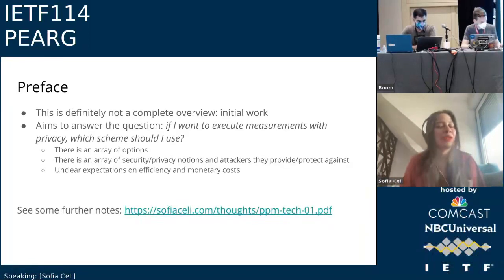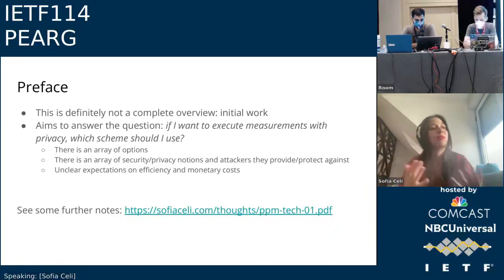As a preface, a little bit of a disclosure. This is not a complete overview, but rather an initial note around the different techniques that one can use to attain privacy-preserving measurement. It aims to answer the question: if I want to execute measurements with privacy, which scheme should I use? While this likely seems like a simple question, in reality it's a very complex one, because there's a big array of different techniques and schemes. So it's difficult for a user or system administrator to choose the scheme that best suits your need.